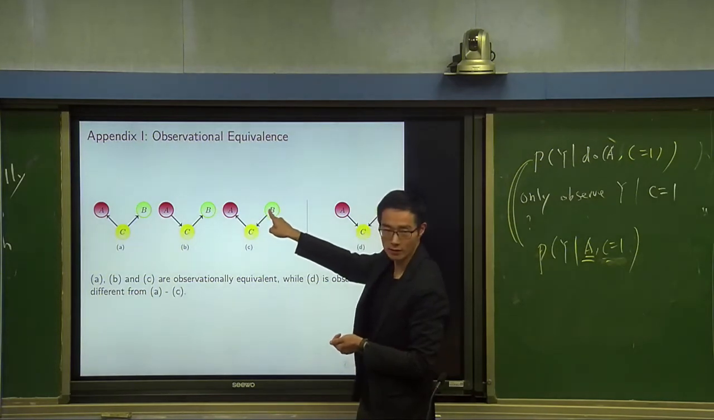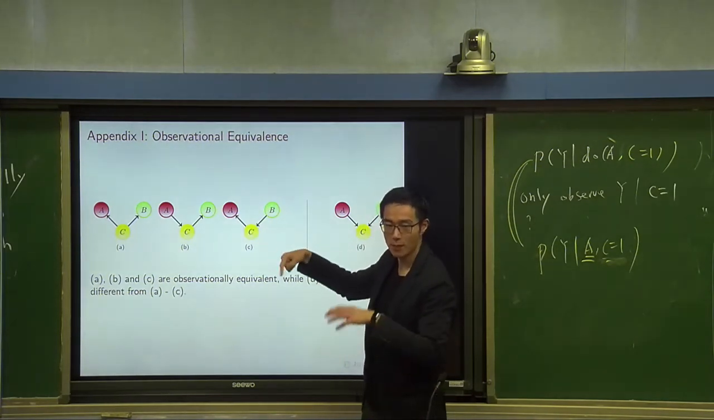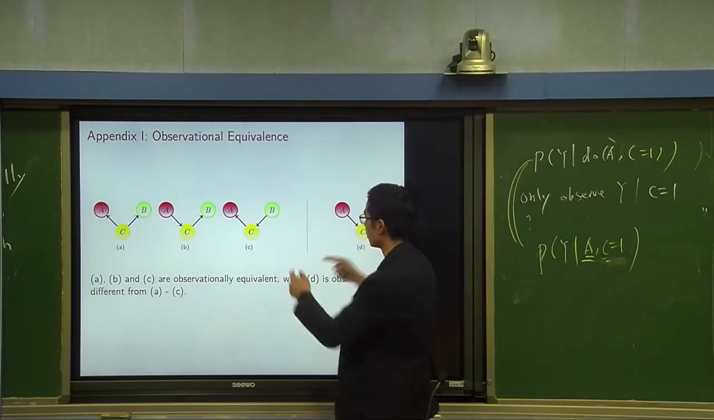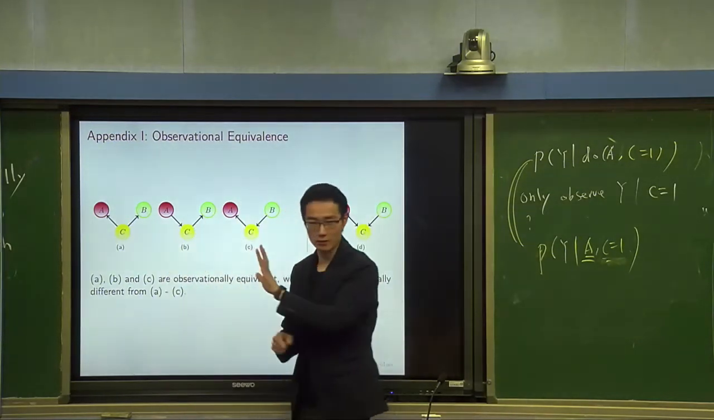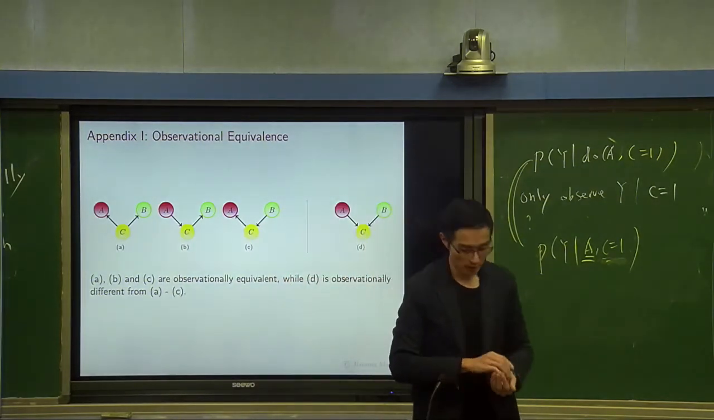So this one, A and B are correlated or independent? Correlated. So simply by testing the correlation between A and B, we can know which one is which, right? But here, with these three, there's no way to tell them apart. This is called observational equivalence.